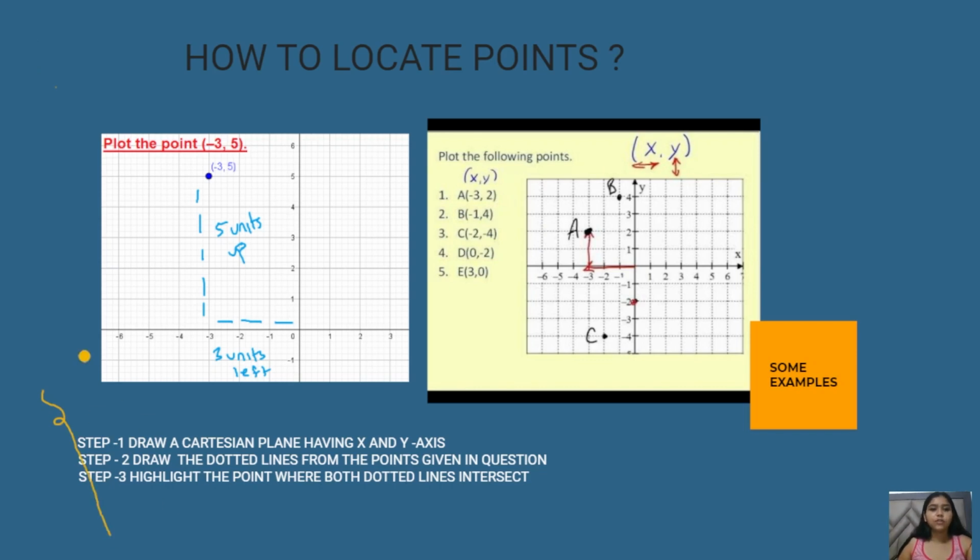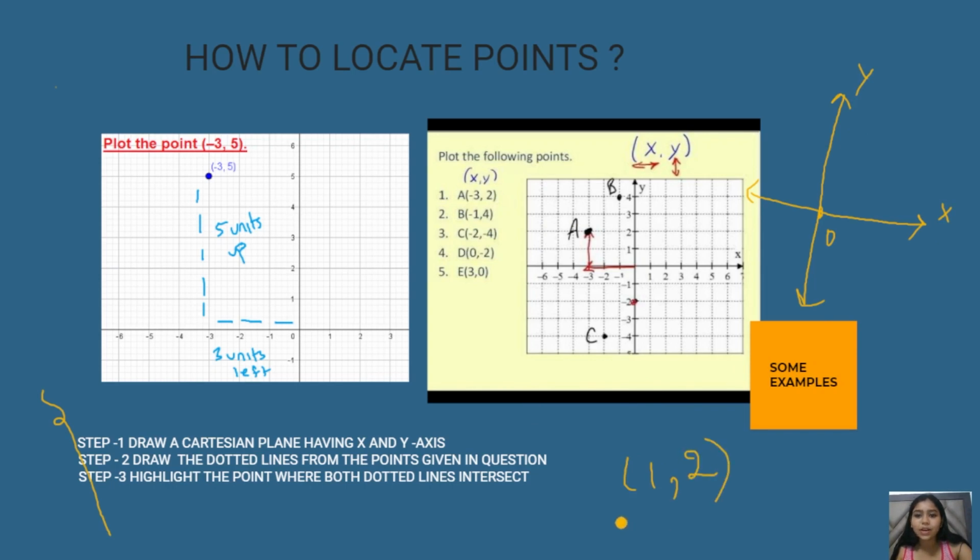Okay, so the first step is to draw a Cartesian plane having x and y axes. The Cartesian plane is always drawn in the case of two variables, right? So this is the origin, this is the x-axis, this is the y-axis. Okay, draw the dotted lines from the points given in the question. Let's say we are given to plot (1, 2). As I already told you, the first term is always the x coordinate and the second term is the y coordinate, right? So we just have to mark the points on the graph, or whatever Cartesian plane you are using.